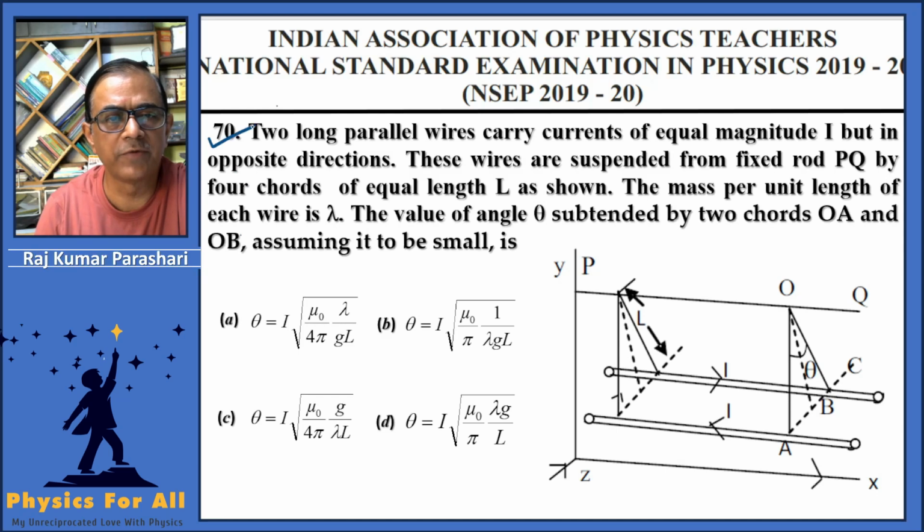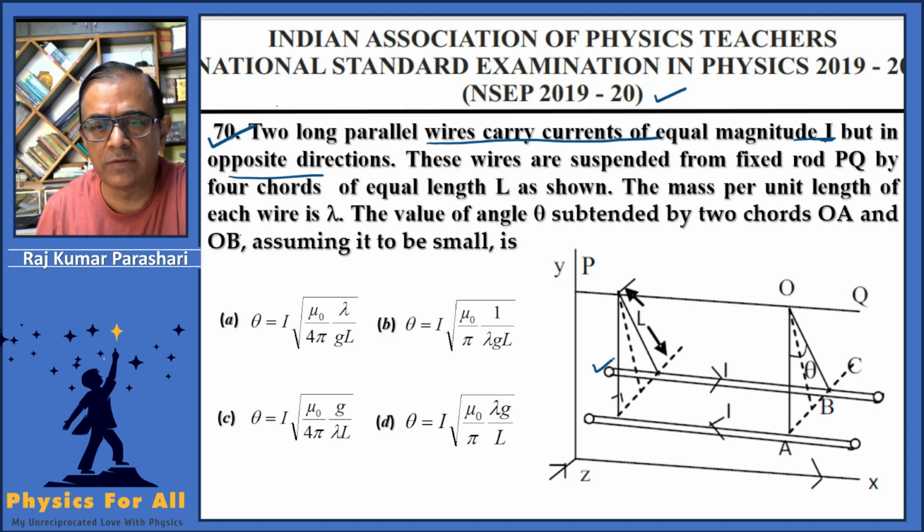Now to problem number 70 of NSCP 2019-20. In this problem, there are two long straight current carrying wires through which equal current flows, and that flows in opposite direction. Now because the current is flowing in opposite direction, the wires should repel each other. Here is a diagram, and you can see these are the two wires in which equal current I is flowing in opposite direction. So they're repelling each other.